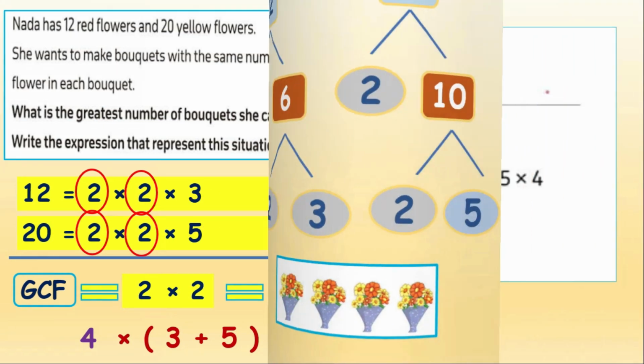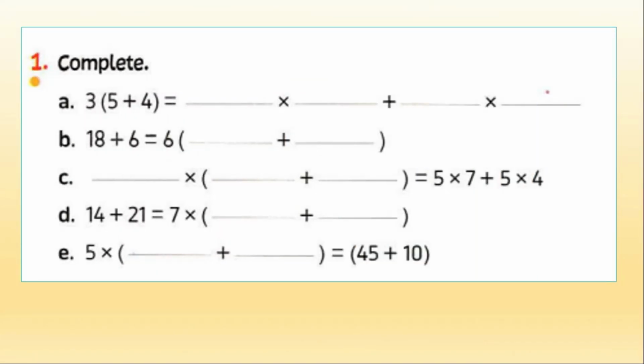Okay, let's solve exercise number 1. complete ده distributive property وهنحل الأسئلة بسهولة جدا. A 3 times 5 plus 4 means 3 is a common factor for 5 and 4. So multiply 3 times 5 and also 3 times 4. تمام، انت كده اجابتك خلصت وحلينا كويس السؤال.